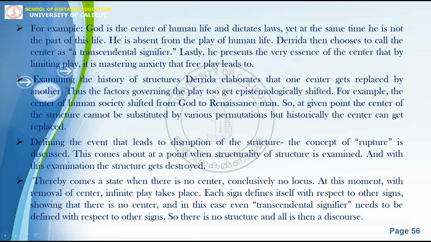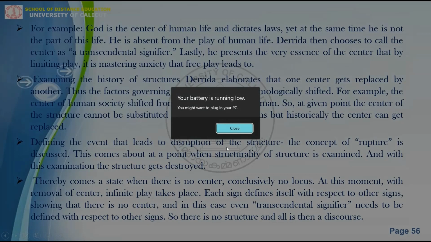So the concept of God: we believe that God is the power and the center of human life, and we believe that we all live by the laws dictated by God. But at the same time, we find that he is not part of this life. He is absent from the play of human life. That is, we don't see the presence of God directly. So at that moment, we feel that he is absent from the play of human life. Derrida then chooses to call the center a transcendental signifier.